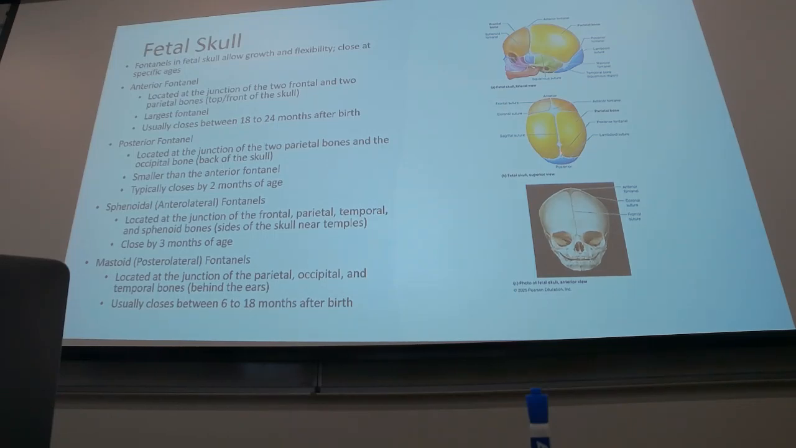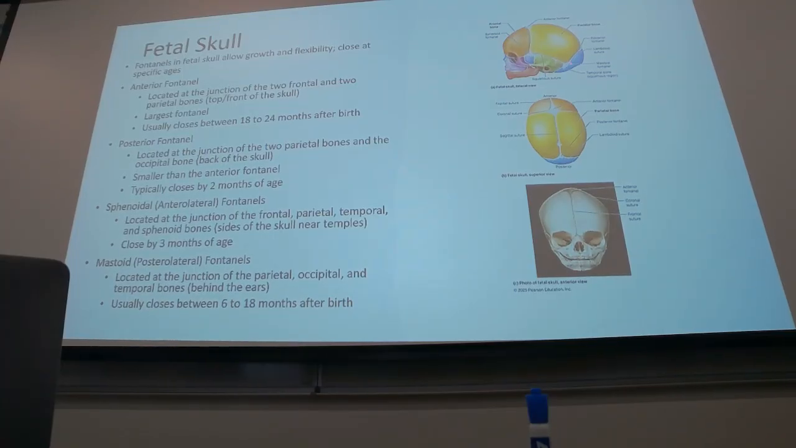And then we have this posterior fontanelle. This is between the parietals and the occipital. It is smaller than the anterior one, and it closes by 2 months of age. And then laterally, we have the anterolateral or sphenoidal fontanelles. This is located between the frontal, sphenoid, parietal, and temporal. This one closes at 3 months. So this one first, and then this.